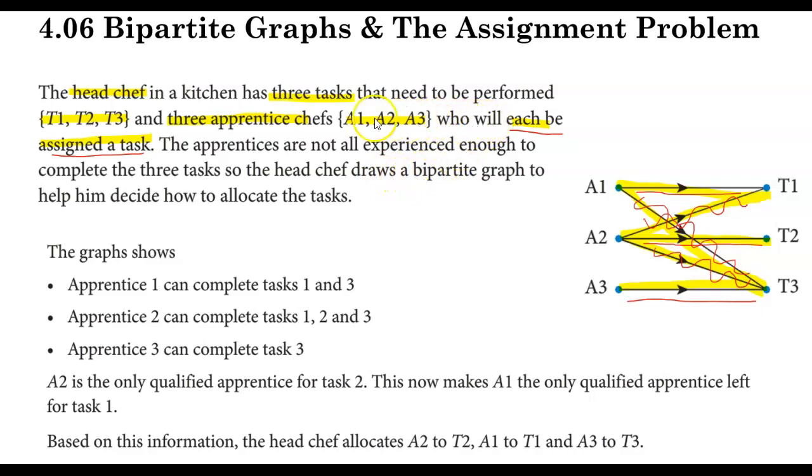Now with the scenario where each apprentice will be assigned one task, we can make out the conclusion that apprentice 1 can only do task 1, apprentice 2 can do task 2, whereas apprentice 3 can only do task 3. So this is basically the finding based on this bipartite diagram.